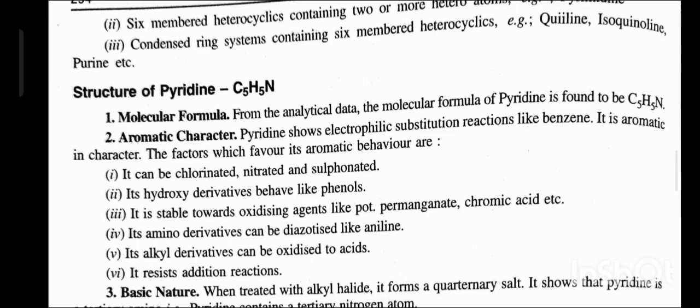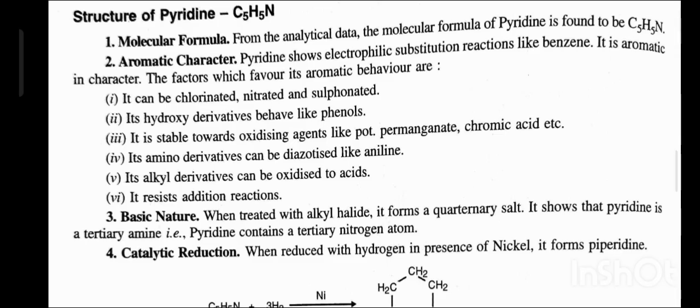It is stable toward oxidizing agents like potassium permanganate, chromic acid, etc. Its amino derivative can be diazotized like aniline. Its alkyl derivative can be oxidized to acid. It resists addition reactions. Third, basic nature. When treated with alkyl halide, it forms a quaternary salt. It shows that pyridine is a tertiary amine, such that pyridine contains a tertiary nitrogen atom.